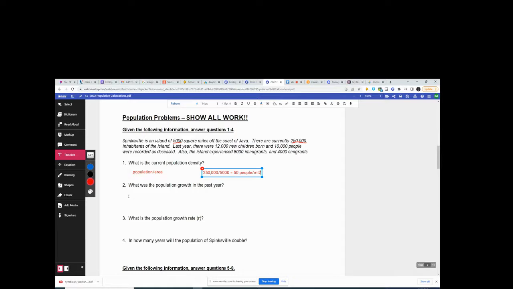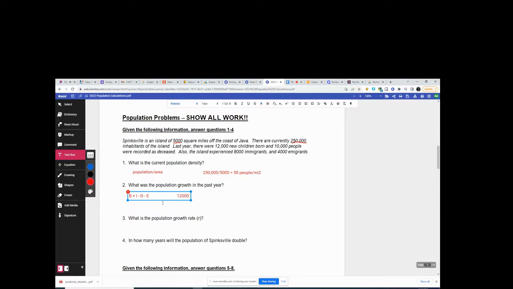What was the population growth? So remember, that is births plus immigration, B plus I, minus the things that make it go down, deaths minus emigration. All right, so now we can do that. How many births were there? 12,000.